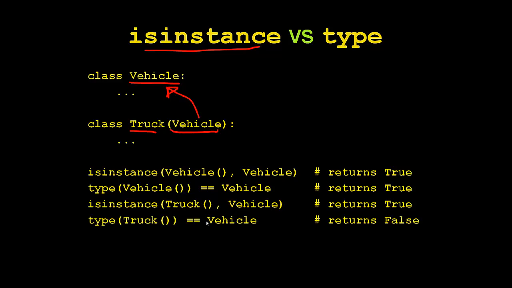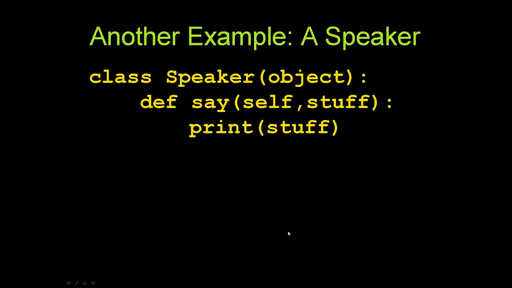But type of truck is Vehicle is False, because the type of truck is actually Truck, not Vehicle. Now, if you do type of truck equals Truck, it is True, yes.